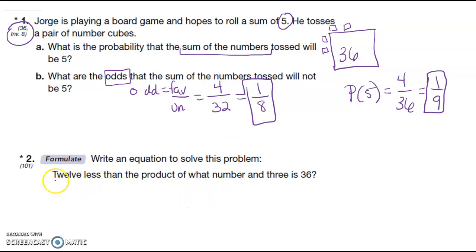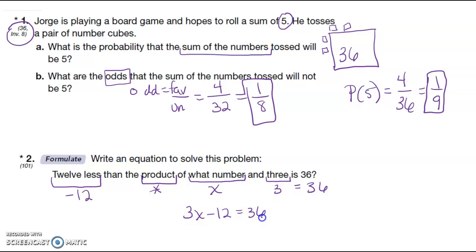All right, 12 less. So I'm subtracting 12 from something. The product, I'm multiplying something, of what number? So we're going to call that x. And 3 equals 36. So what I have is 3x minus 12 is equal to 36. It just says to write the equation for this problem, so I'm going to stop there.